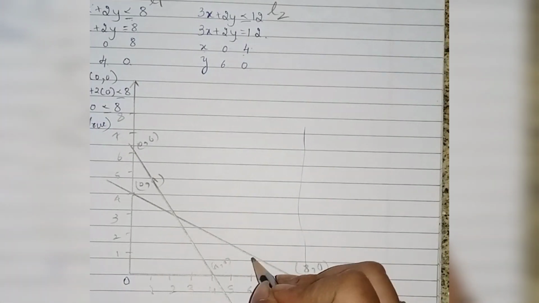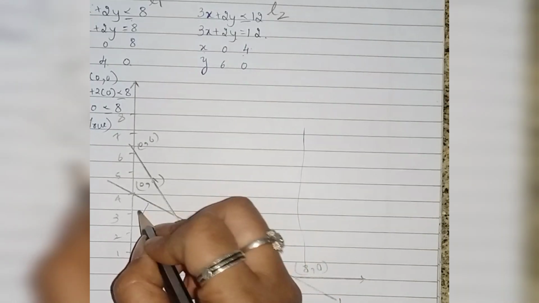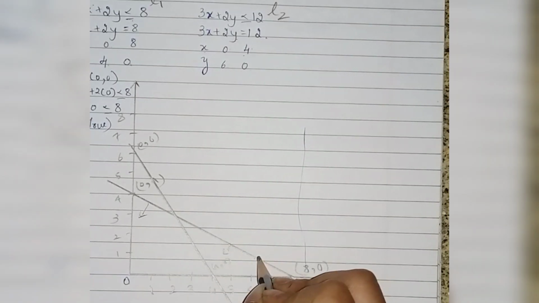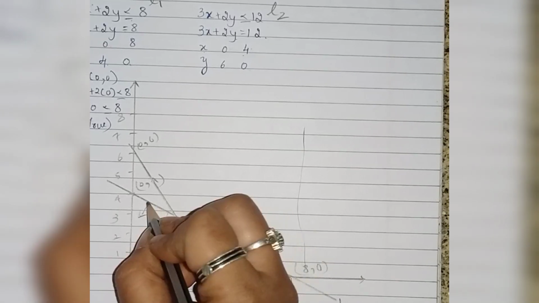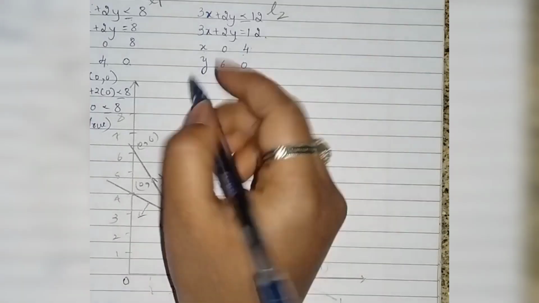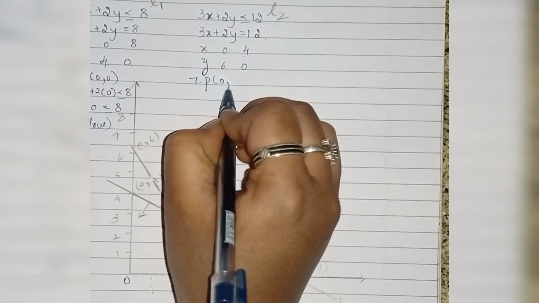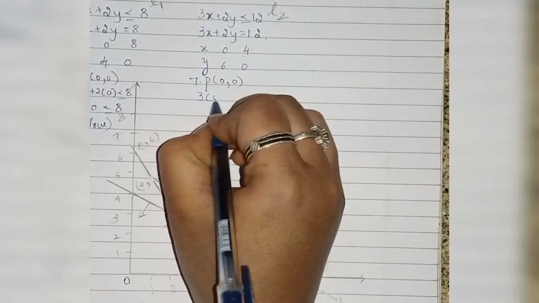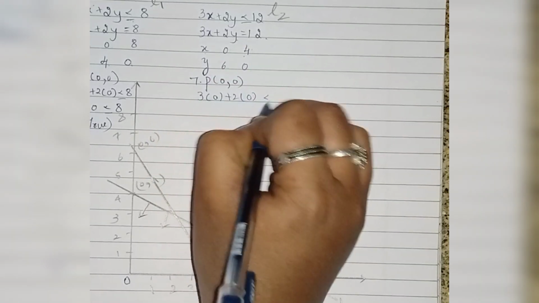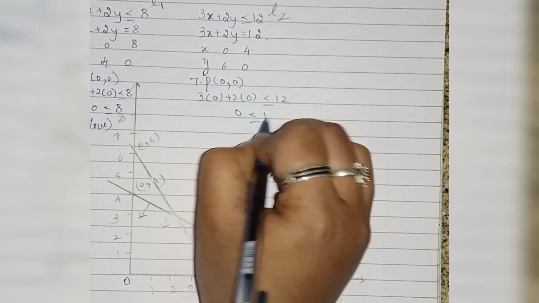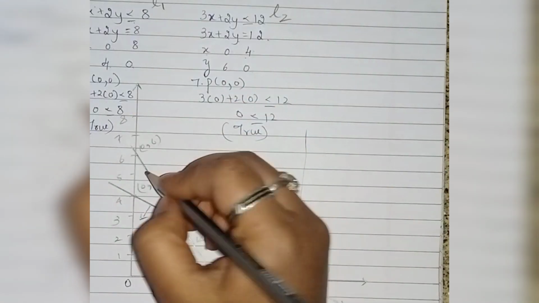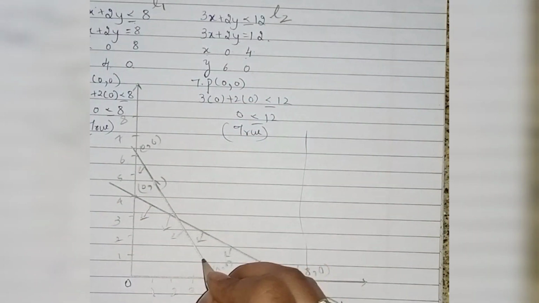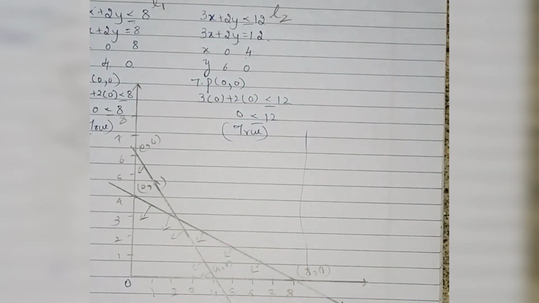So, the feasible region of the first line is towards the origin. We can just draw an arrow mark like this, if it is confusing. And then for the second one, testing point, the same origin. 3 into 0 plus 2 into 0 less than equal to 12. 0 is less than equal to 12, which is true. Therefore, the feasible region of this second one is also towards the origin.